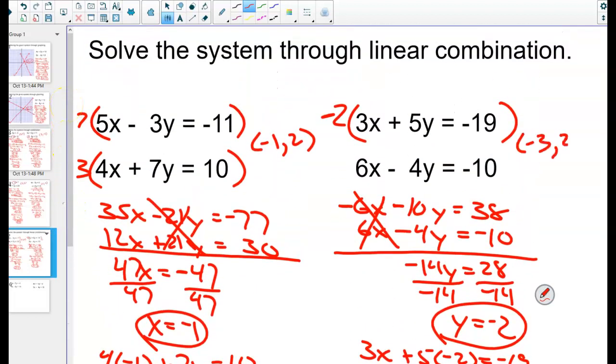And you can check that yourself. 3 times negative 3 is negative 9. 5 times negative 2 is negative 10. Negative 9 and negative 10 is negative 19. 6 times negative 3 is negative 18. Negative 4 times a negative 2 is 8. Negative 18 and 8 is a negative 10. And that's our answer.